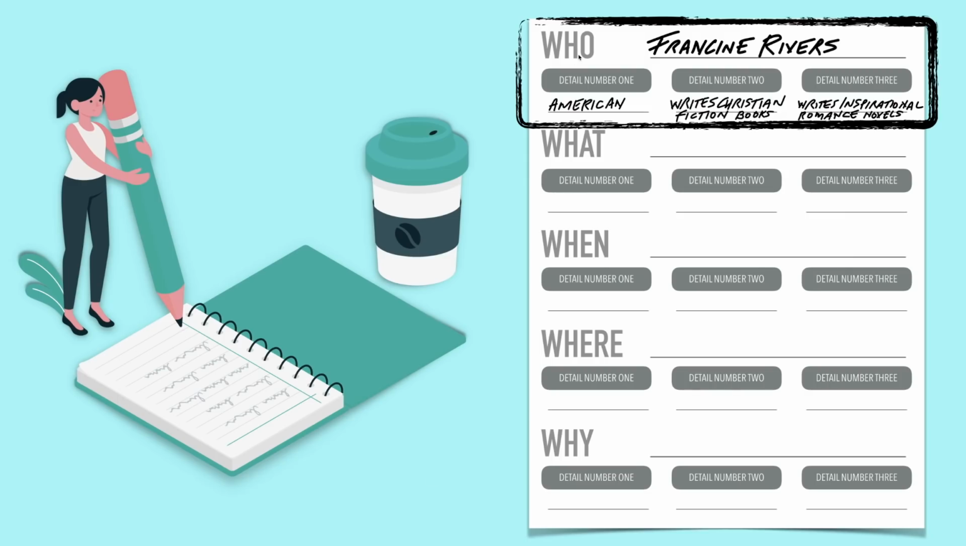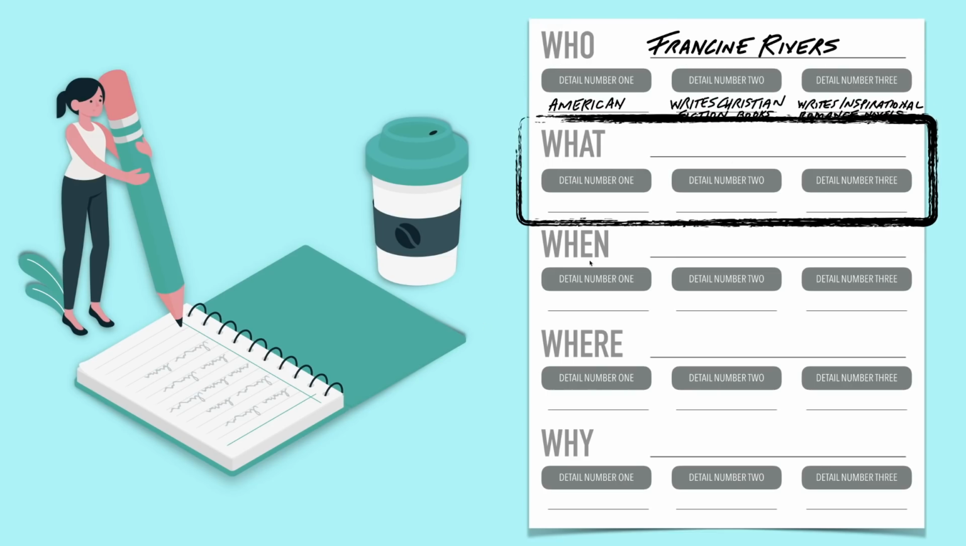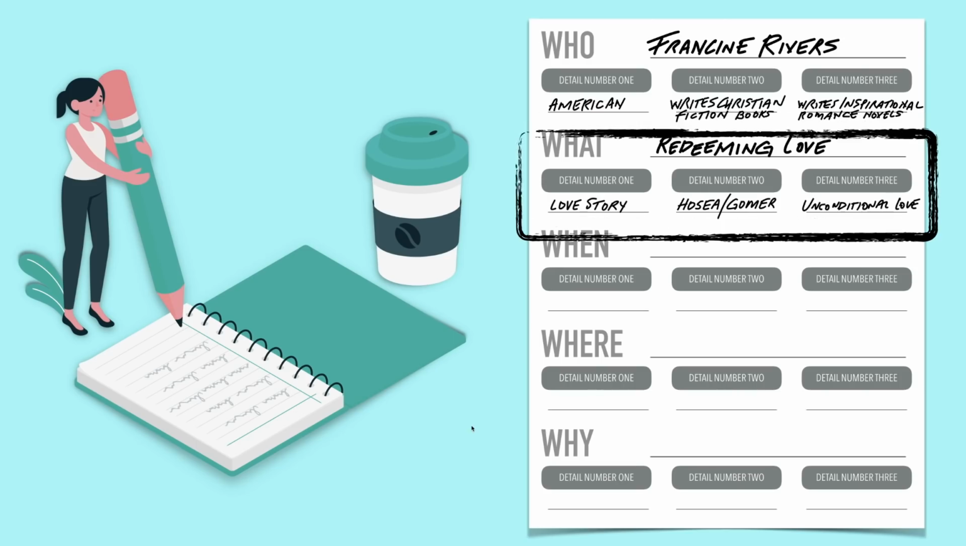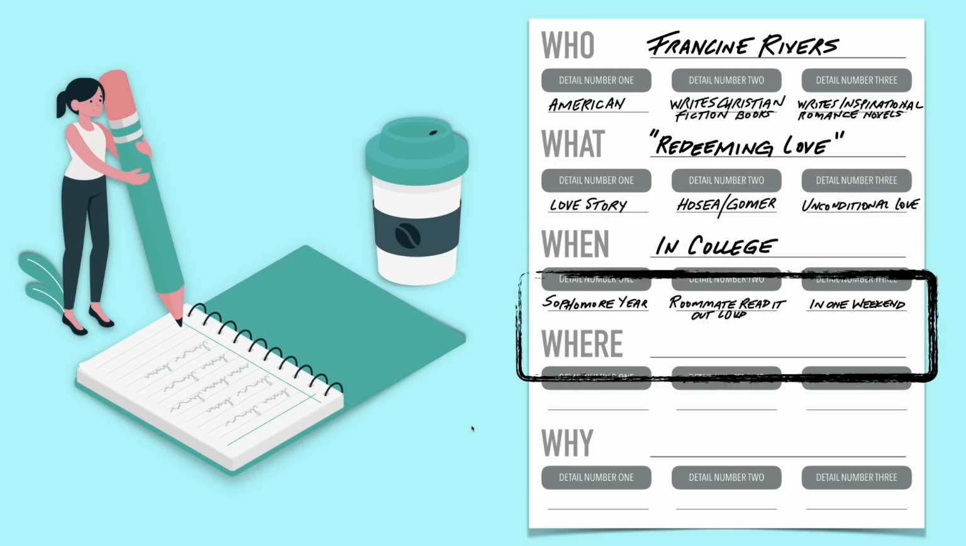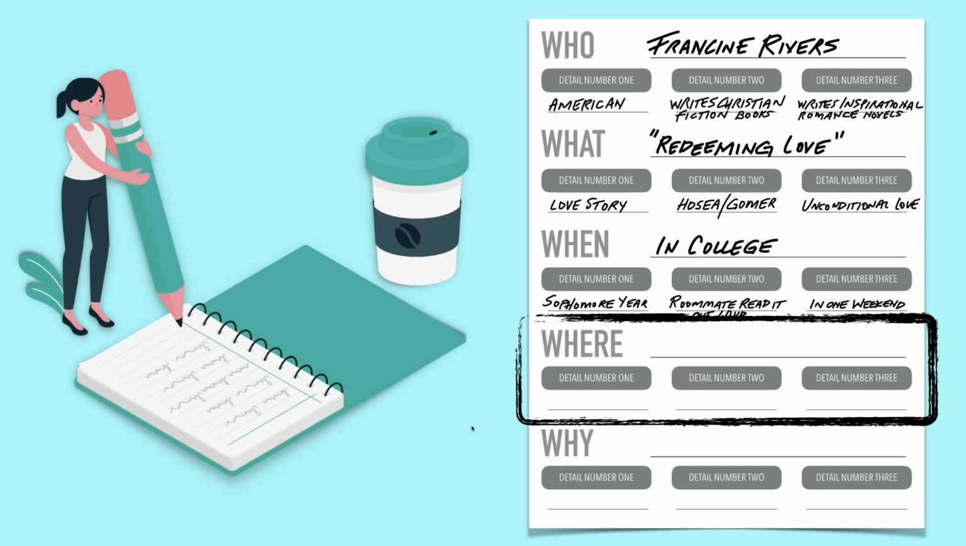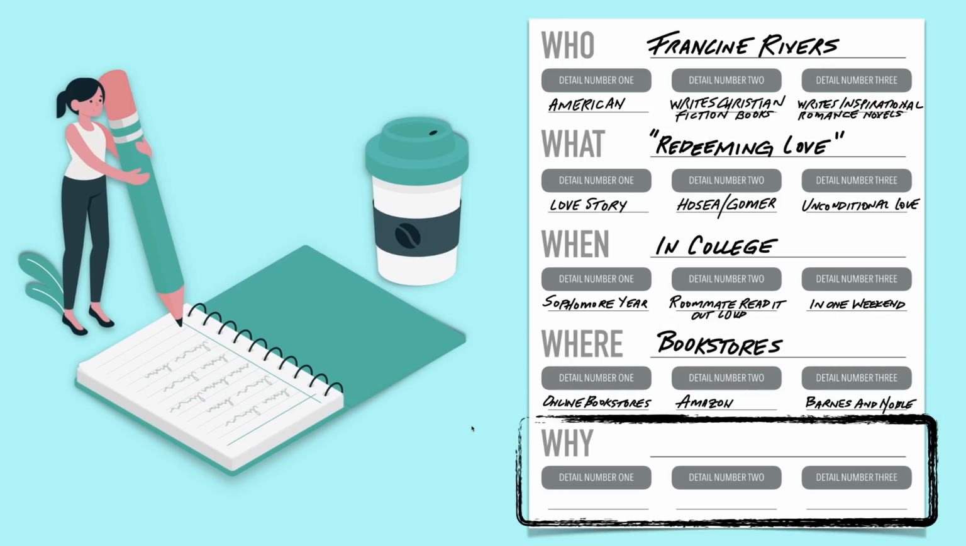So again, for the who, we have Francine Rivers, detail 1, detail 2, and detail 3. You'll see that I've written them in. This is what your notebook is going to look like as you practice, depending on the question that you're asked. For what? Redeeming Love, and I wrote down all of the information in my notebook like this, going on to the when, going on to the where, and then even going on to the why. This is how you need to set up your notebooks when you're practicing, okay? So for every question that you're looking at, every topic, I want you to do this in your notebook, having the 5 W's and then 3 details for each W.